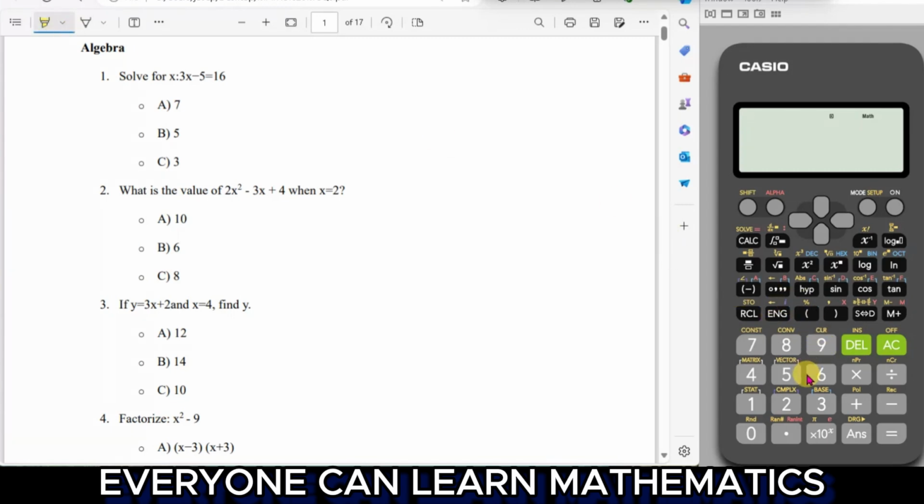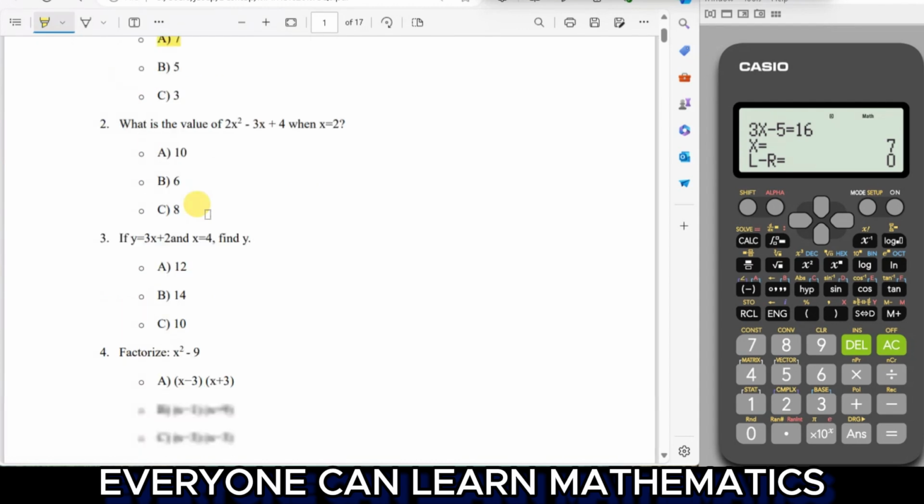So just come to the calculator and type the whole question inside: 3x minus 5 equal to 16. Then you solve it. Consider that x is equal to what? 7. So it means our correct answer here is A.